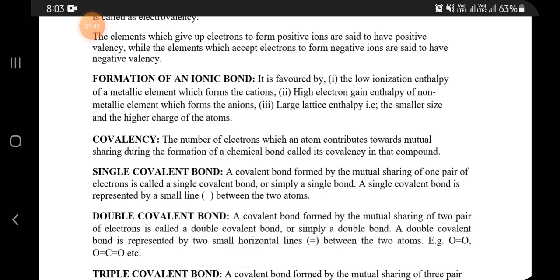Then, how does the formation of ionic bond occur? The first factor is the low ionization enthalpy. Second is the high electron gain enthalpy. Third is the large lattice enthalpy. Then covalency, as we studied in class 10th, also: the number of electrons which an atom contributes towards mutual sharing during the formation of a chemical bond is called its covalency.